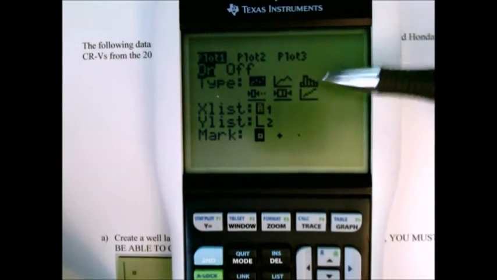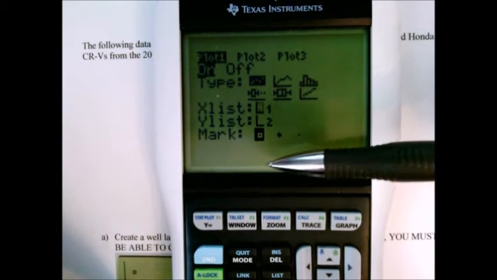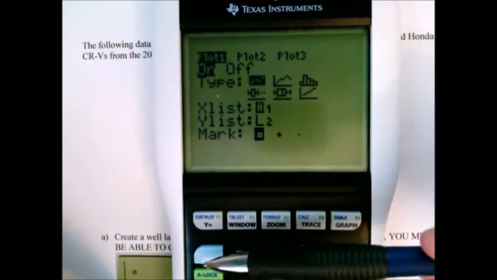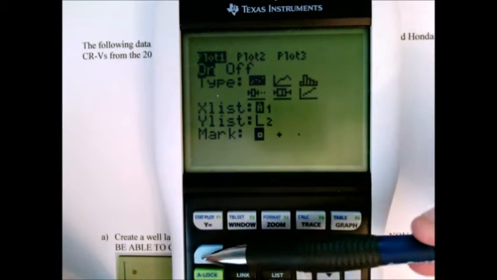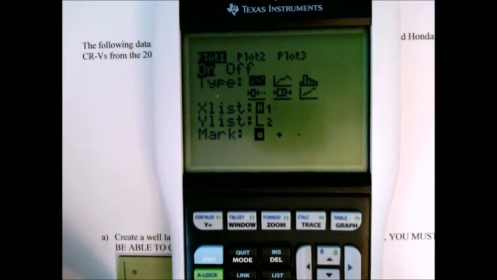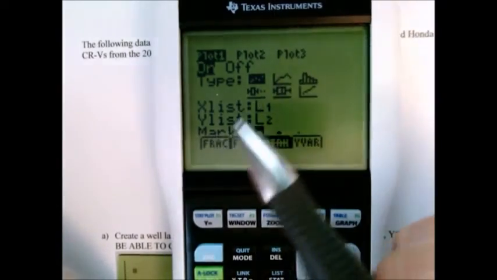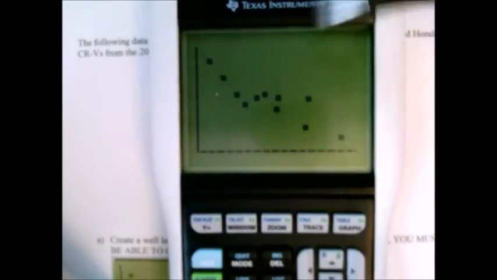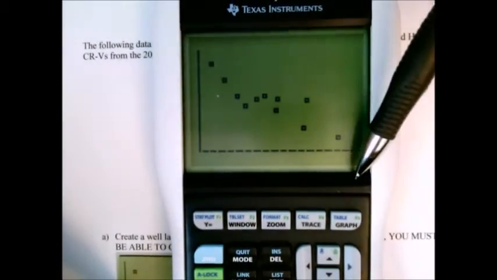Scroll down, make sure your X list says L1 and your Y list says L2. If they don't say L1 and L2, you just have to press this blue key and either 1 or the blue key and 2, depending on if you want L1, L2. Let's see what this looks like. Zoom 9, which is zoom stat, and here's our graph.